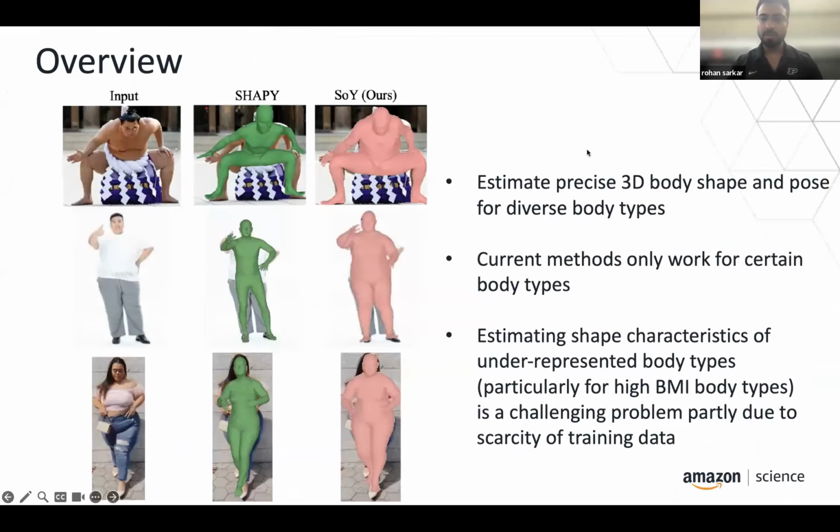Our goal is to estimate body shape and pose. And for this, we fit SMPL body models to monocular images, from which the pose and the shape of the person in the image can be estimated. Current methods, as you can see in the picture on the left, only work for certain body types and do not work for all body types, especially those that are underrepresented in the training dataset, like high BMI body types.